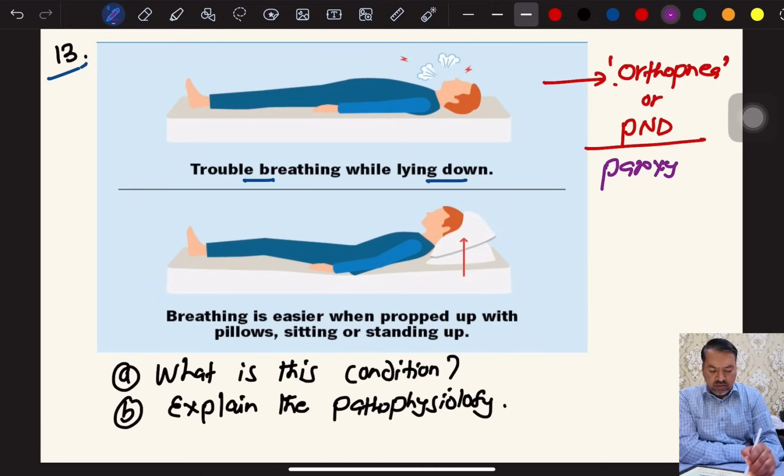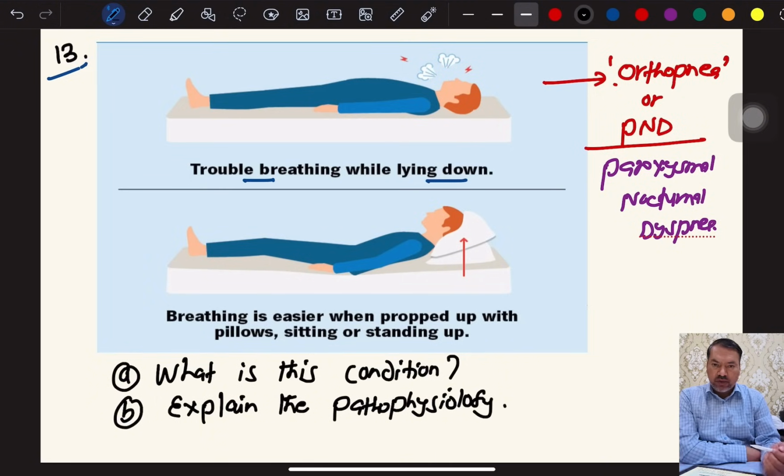What is the full form of PND? Paroxysmal nocturnal dyspnea. Now explain the pathophysiology of this. If this question is asked, then it's quite easy for you to explain it. Now remember, when we lie down flat on the bed, there will be increased venous return. So already there is too much fluid collection inside the lung. This is the case of pulmonary edema.